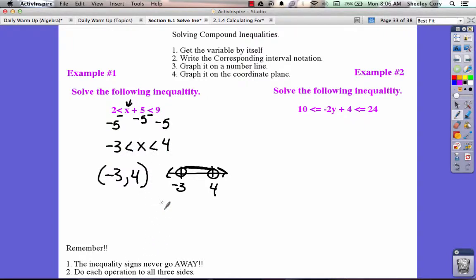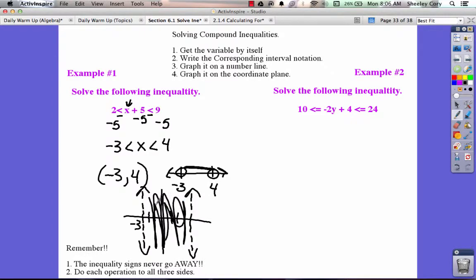If we go ahead and draw the graph, x means we have vertical lines, and neither of these are equal, so they are dashed lines. So a vertical line at negative 3, and a vertical line at 4. x has to be in the middle, so I shade in the middle between these two lines. At this point, I've solved the inequality. I've got the interval, the number line, and the coordinate plane representing all the solutions for this inequality.